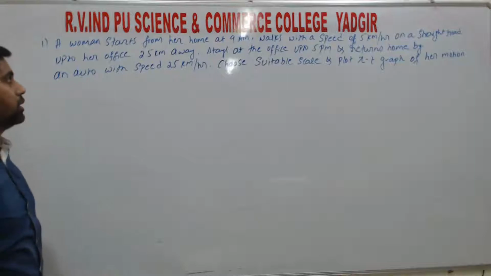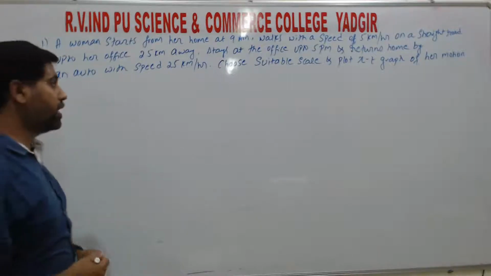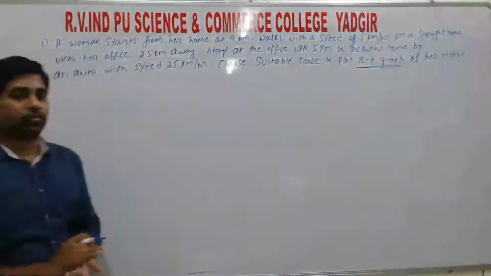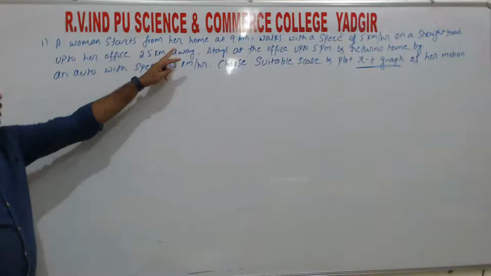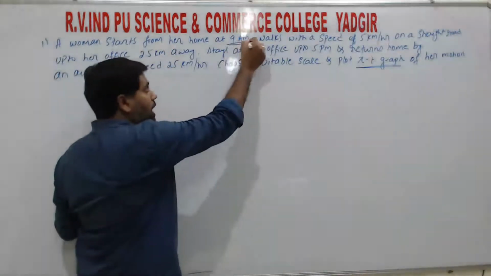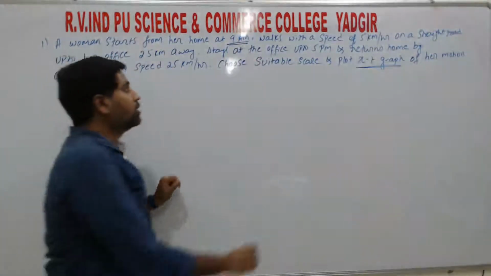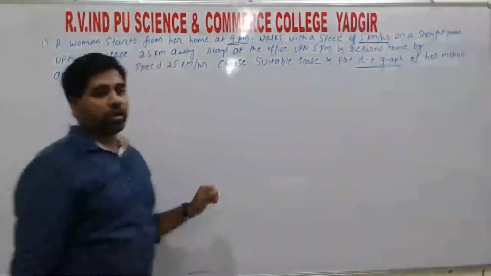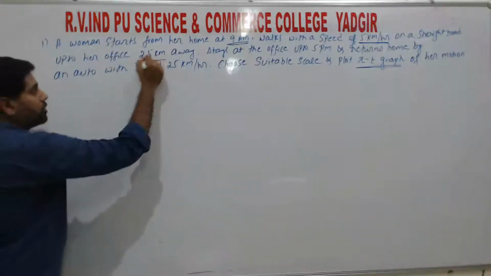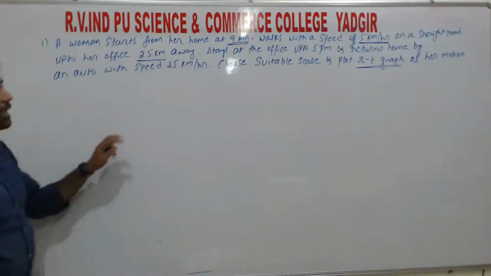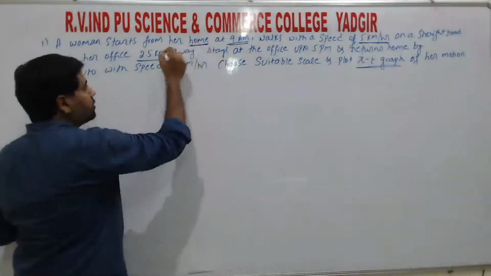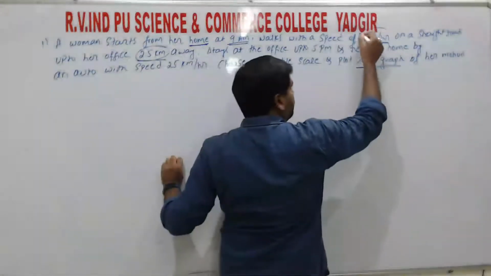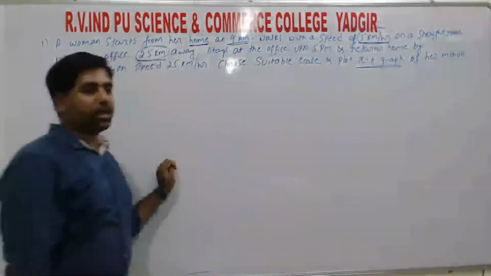So here we need to find the x-t graph. Here they have given the details. First, a woman starts from her home, so she is leaving home at 9 a.m. and they have given that she walks with a speed of 5 km per hour on a straight road up to her office, that is 2.5 km. That means the distance from her home to her office is 2.5 km, and she covers that distance with a speed of 5 km per hour.